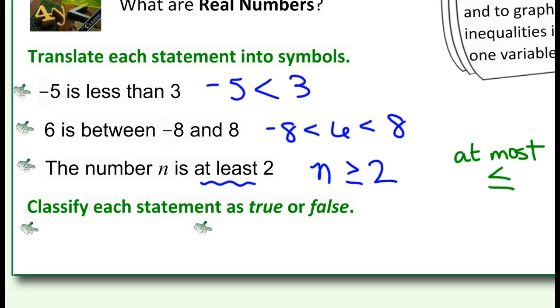So let's look at these equations here and classify whether they're true or false. If I look at the first one, absolute value symbols are back. We've got the absolute value of -25, which is 25. Is 25 greater than 10?